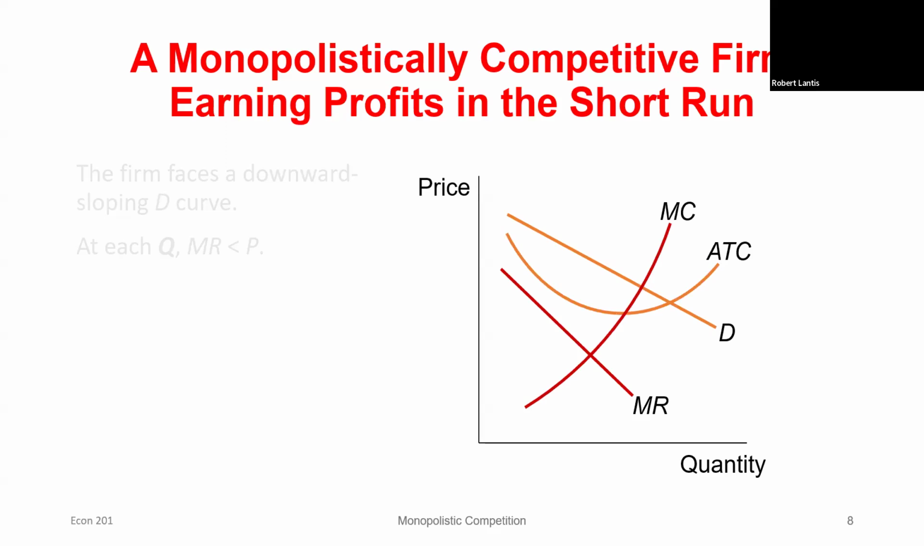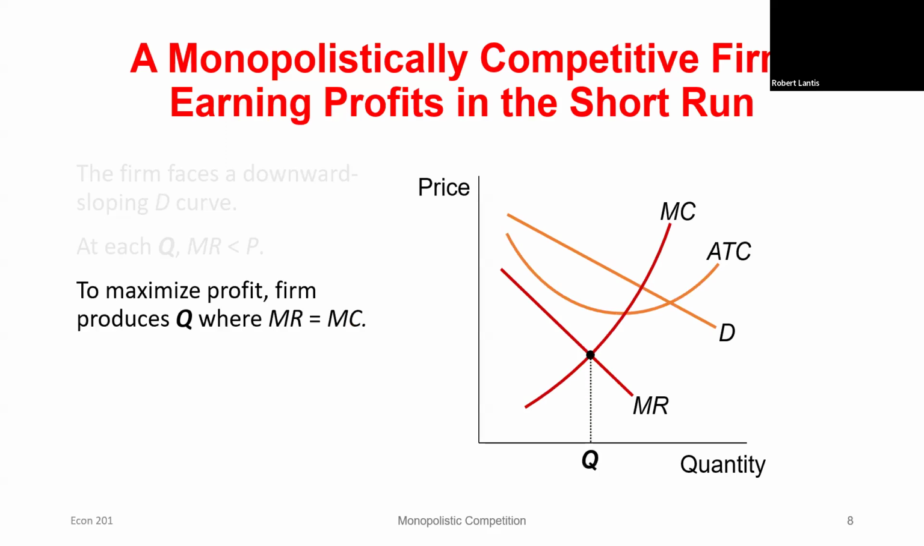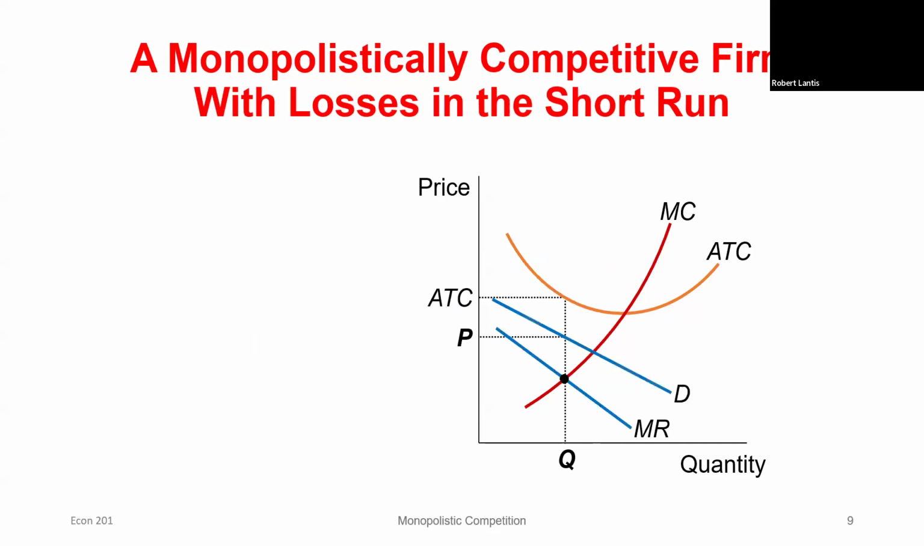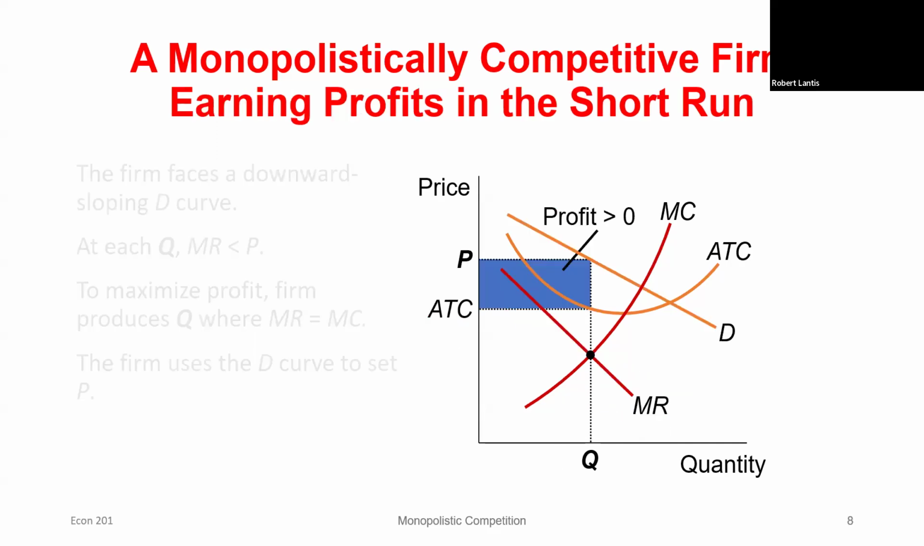So if I look at my profit maximizing quantity, that's where marginal cost is equal to marginal revenue. If I go up to the demand curve and set the price, my price is going to be above average total cost. So my profit should be positive, right? Price is above average total cost. I've got positive profits. What if, so let's say there's positive profits. And we'll think of this scenario where maybe there were 10 firms before splitting demand. They were all earning positive profits.